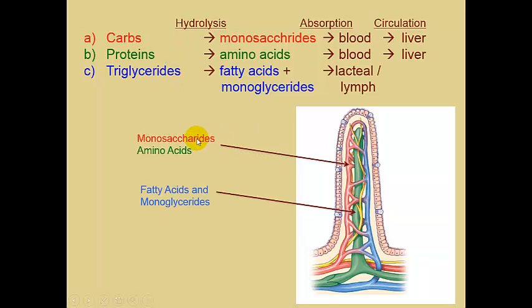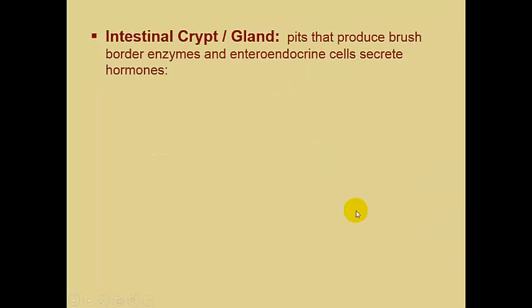So this image shows the monosaccharides and the amino acids going into the blood. See, the end of the arrow goes to the blood. And here the fatty acids and the monoglycerides get absorbed into the lymph. So you see the tip of the arrow going to the yellow structure, the lacteal.